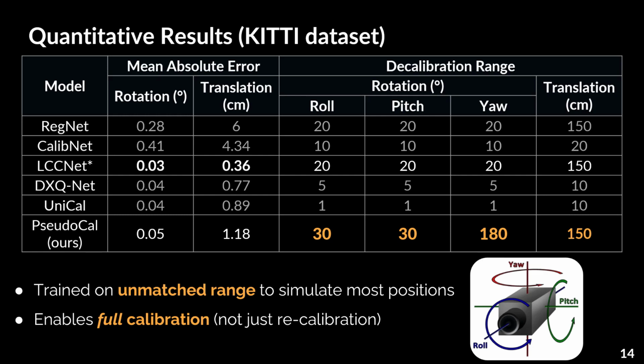By using such a large decalibration range, we try to simulate most possible locations for a sensor in the context of intelligent vehicles. With minus to plus 180 degree decalibration on the y-axis, we simulate an orientation of the sensor toward any direction around the vehicle. This training enables us to do a full calibration and not just recalibration as existing methods do.